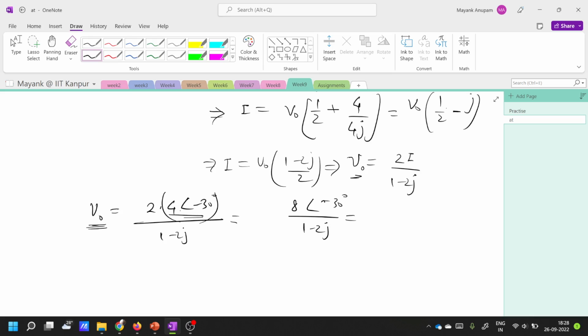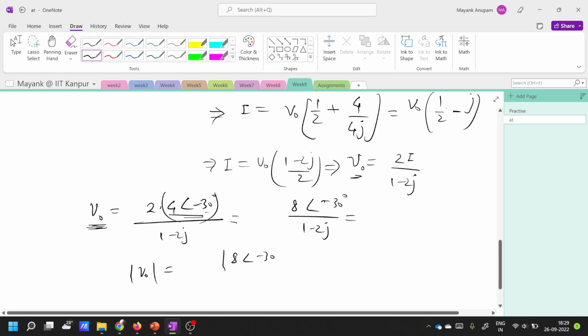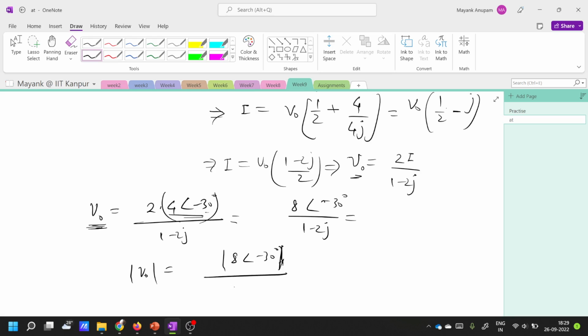So 4 was the magnitude of that current, and minus 30 degrees was the angle of that phase of that particular current. Similarly, this V0 will have a magnitude part as well as a phase part. I will only be calculating the magnitude here. So the magnitude of V0 is equal to the magnitude of 8 angle minus 30 degrees divided by the magnitude of 1 minus 2j.